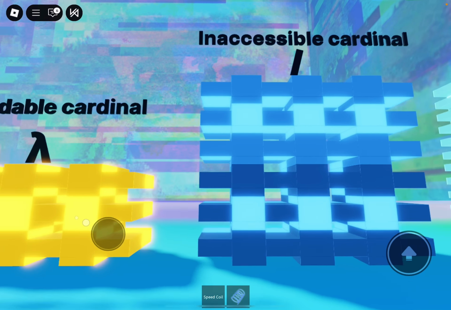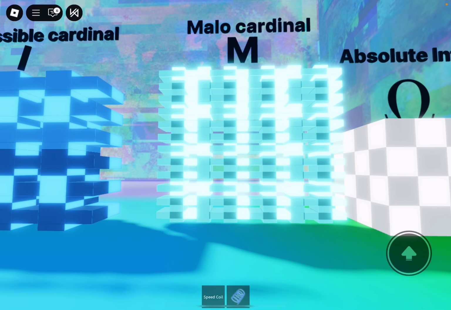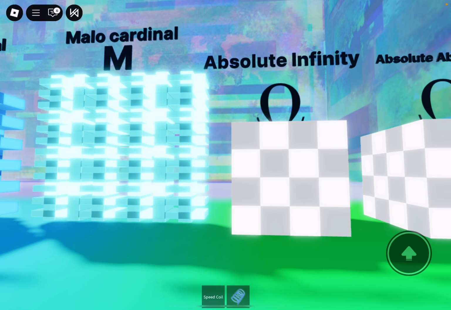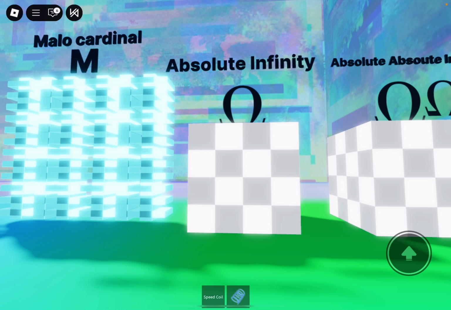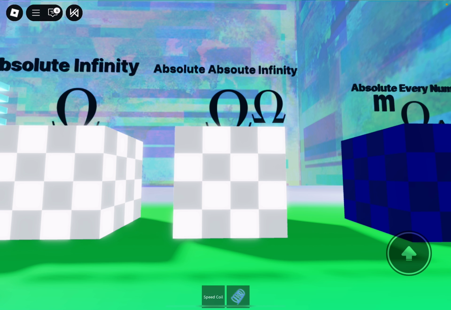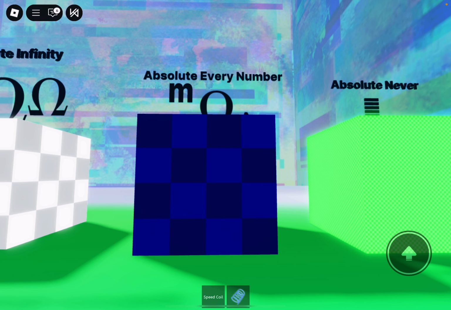Unfoldable cardinal. Inaccessible cardinal. Measurable cardinal. Okay, yep, I think they're gonna add weakly compact cardinal in the next update or something. Okay, we finally reached it. Absolute infinity, but there's still a few more numbers to go. Absolute infinity. Absolute every number.